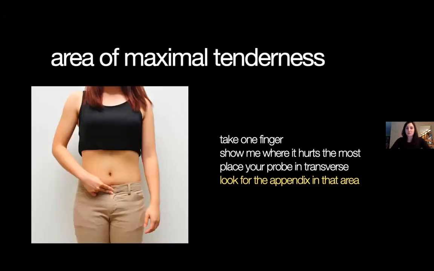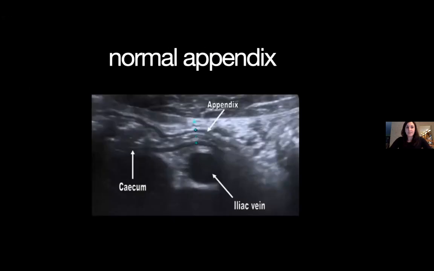Let's talk about my personal favorite. So I love to do this. I say, okay, I want you to take one finger, show me where the most pain is. And then you ask them to point at the area of maximal tenderness. And this is where you put your probe. And honestly, very often you're going to actually find something. And this is where you look for the appendix.